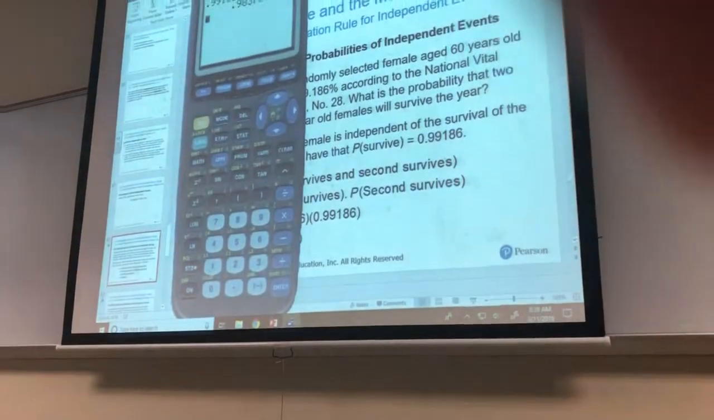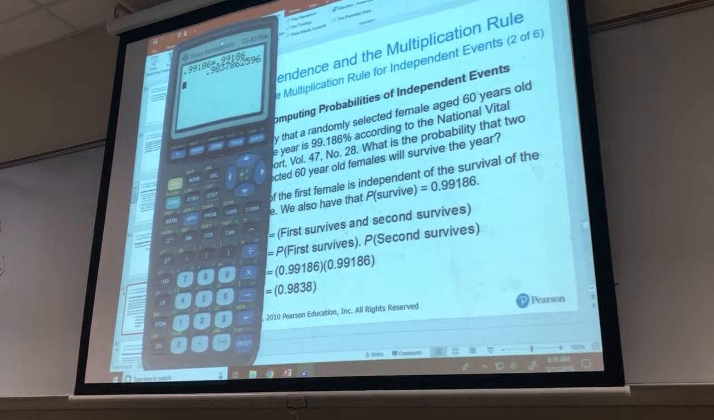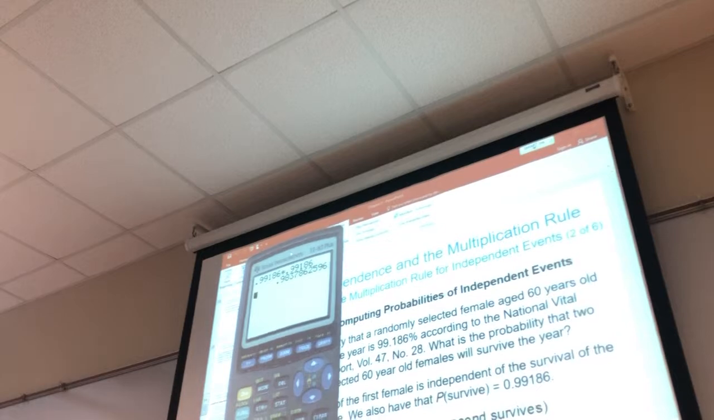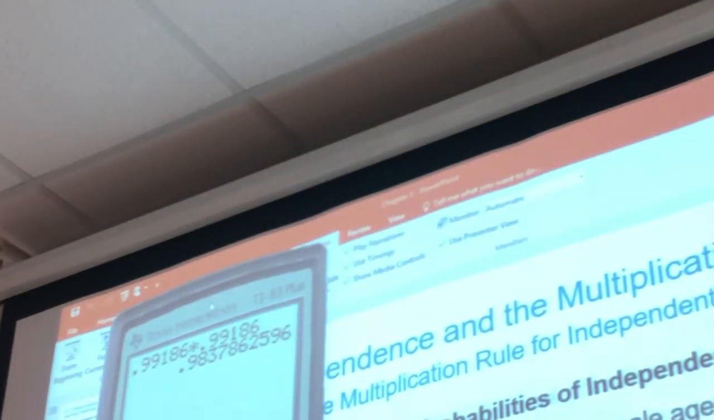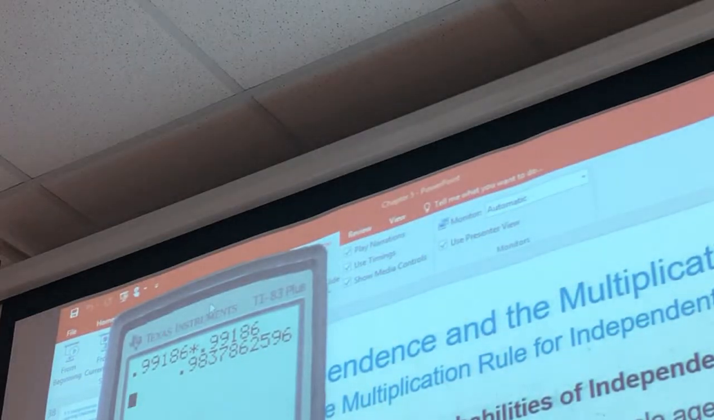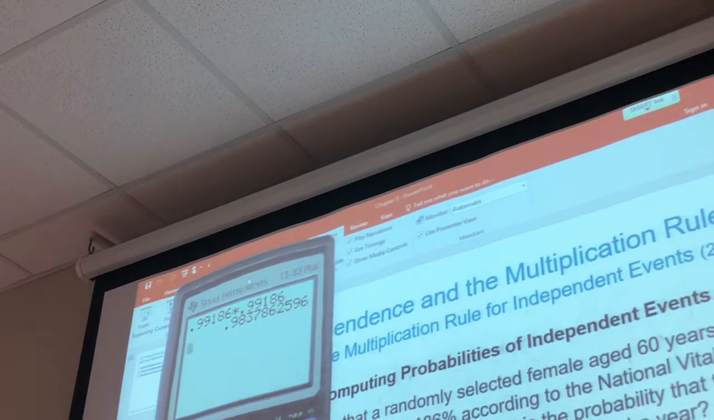That's where we get the 0.9838 if you round it. I just want to show you real quick. 9838. And that makes sense because it's a probability, so it should be in between 0 and 1.